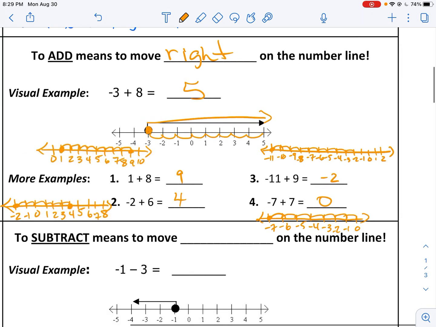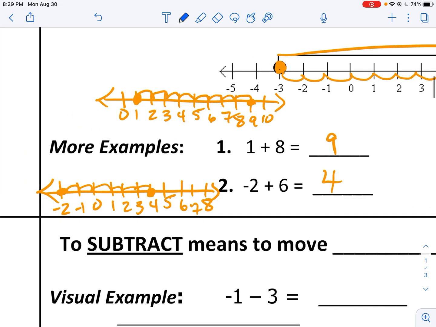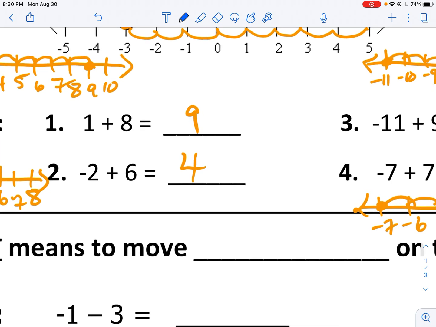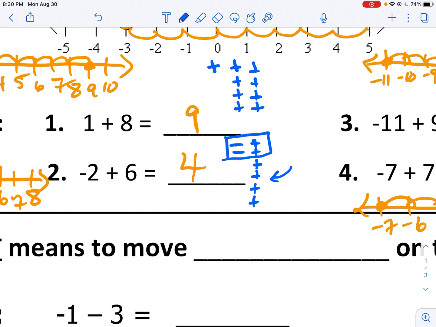Now, when I've done this in the past, when I teach it without the number line, I do teach it a little differently than some people. I actually teach it as, if I have one positive, and I have 1, 2, 3, 4, 5, 6, 7, 8 positives, how many positives do I have? I have 9. If I have 2 negatives, and I have 1, 2, 3, 4, 5, 6 positives, these right here cancel out. What am I left with? 4 positives.